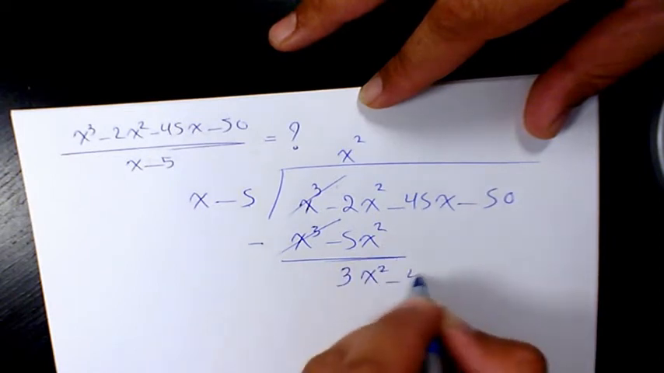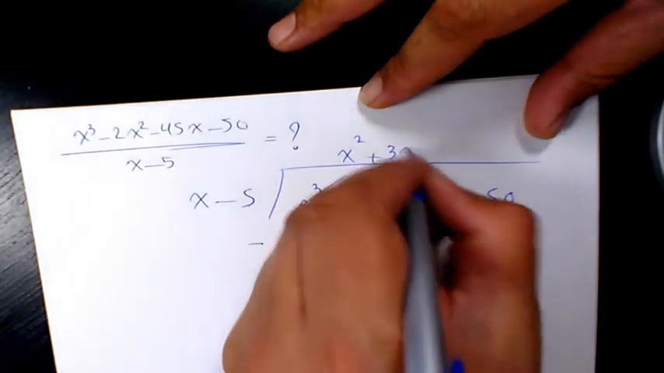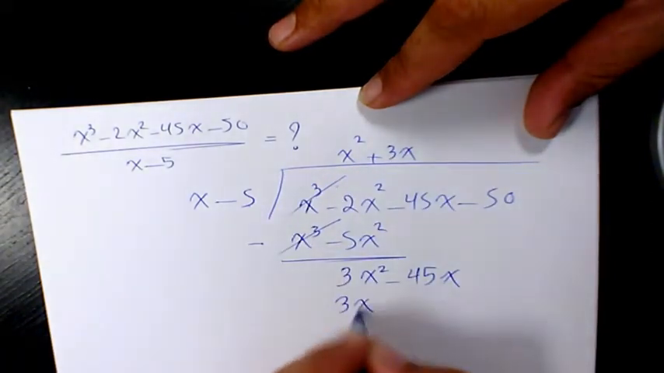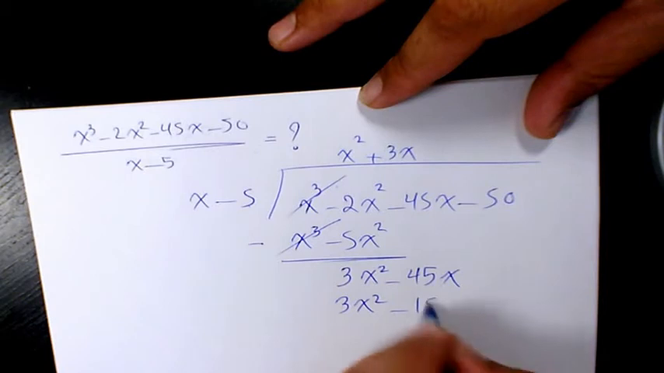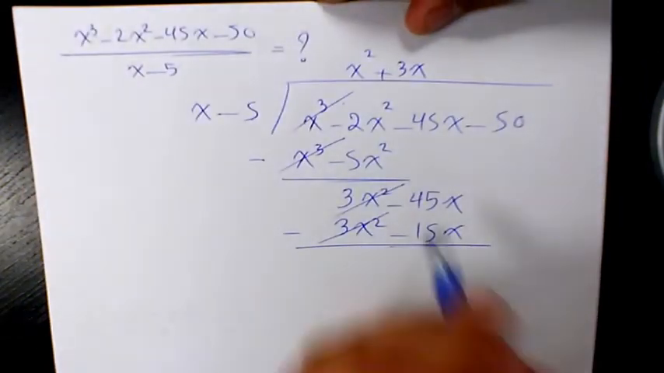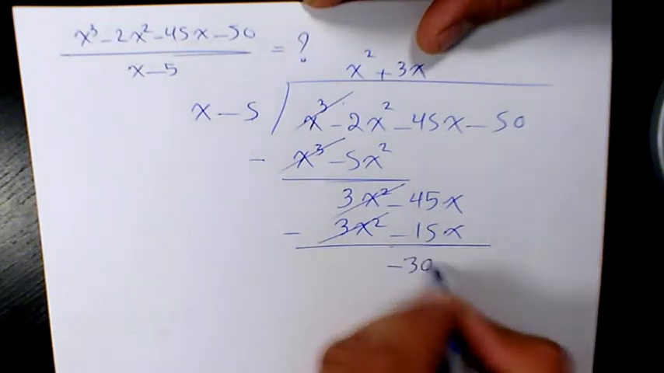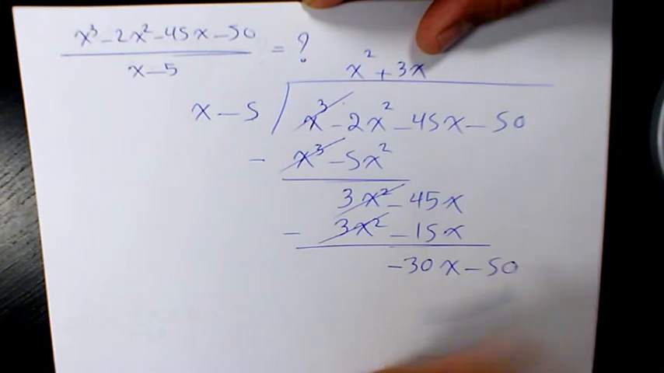You bring the next term down. 3x squared divided by x is going to be 3x. 3x times x, 3x squared. 3x times negative 5, negative 15x. When you subtract it, these two cancel out. Negative 45x minus negative 15x is going to be positive, so negative 30x, negative 50.